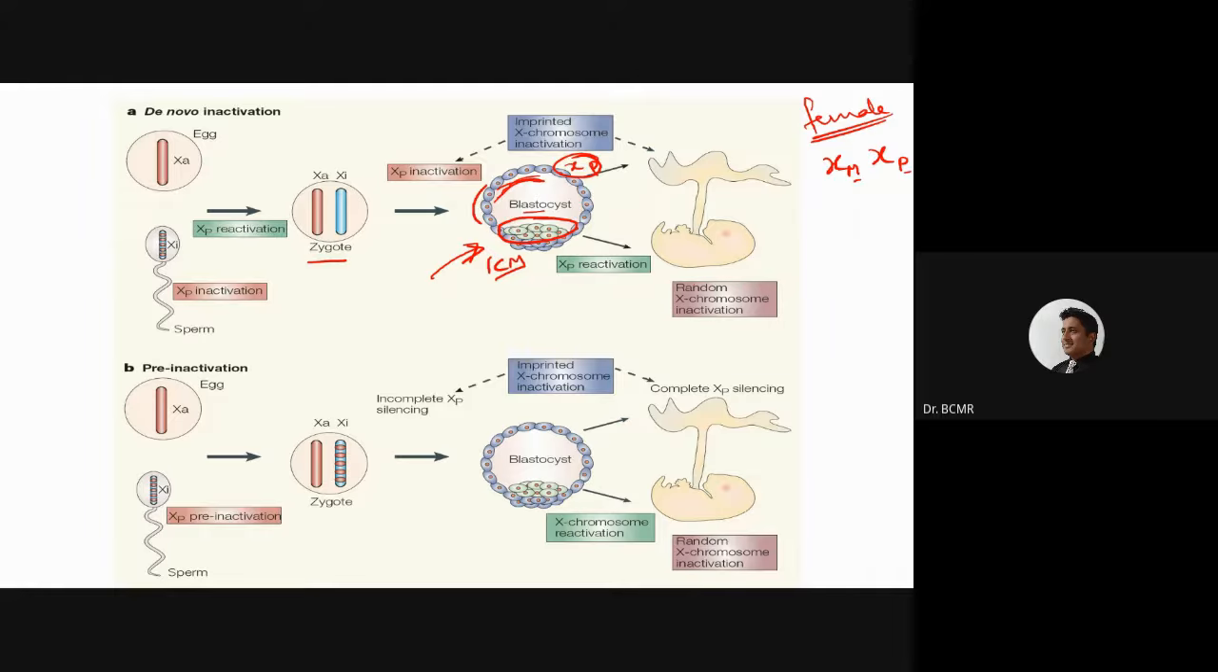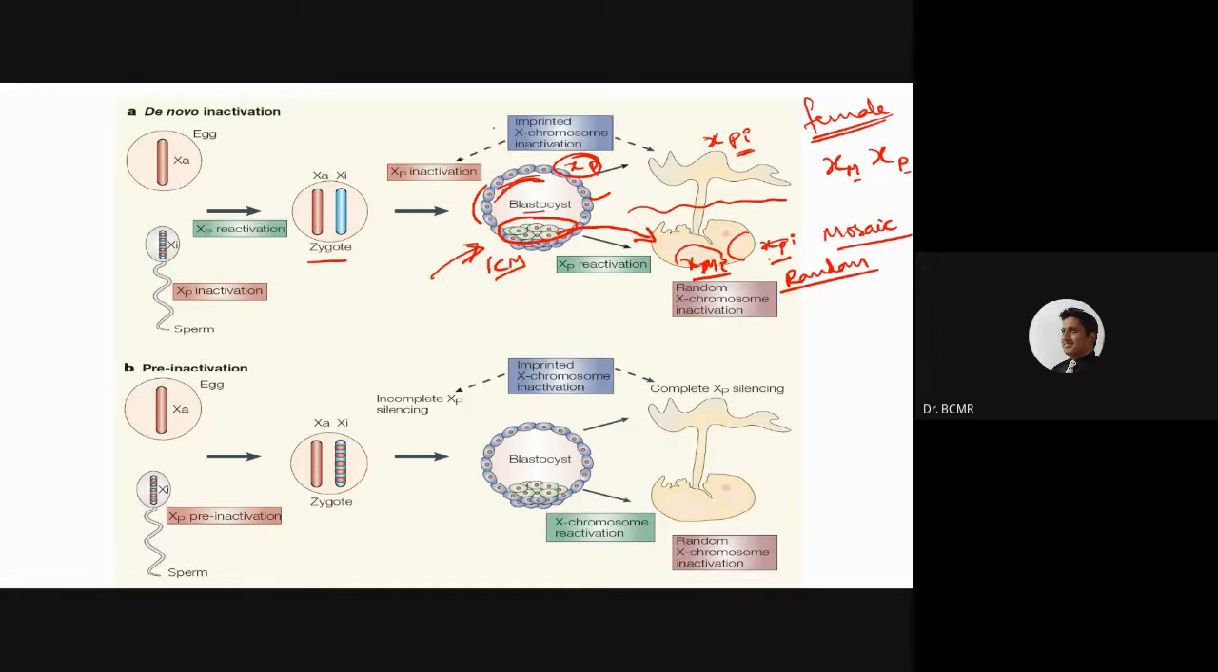And in the ICM, or after the ICM gives rise to an embryo, you will find that it is random X chromosome inactivation, which means that some parts of the body could have the paternal X chromosome inactivated. In some parts, you may have the maternal X chromosome inactivated. So it's a kind of mosaic. So the extra-embryonic tissue, especially the placenta contributed by the trophoblast cells, you will find that the paternal X chromosome is imprinted or inactivated, whereas in the embryo or the body of the fetus, you will find that it is a mosaic where some parts have paternal X chromosome inactivation, and in some other parts you have maternal X chromosome inactivation.